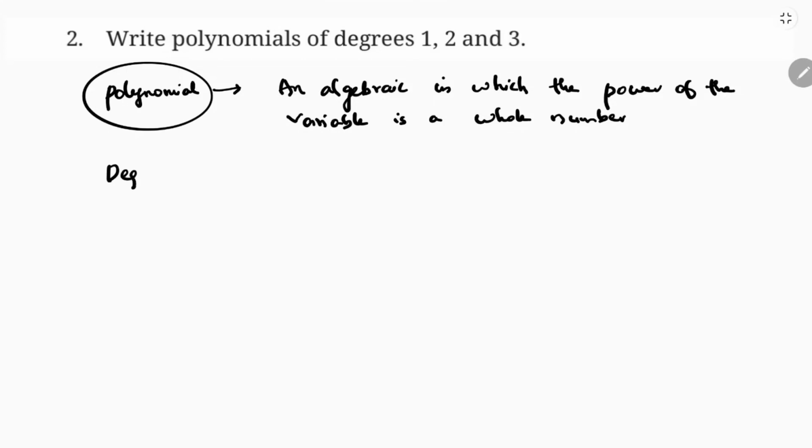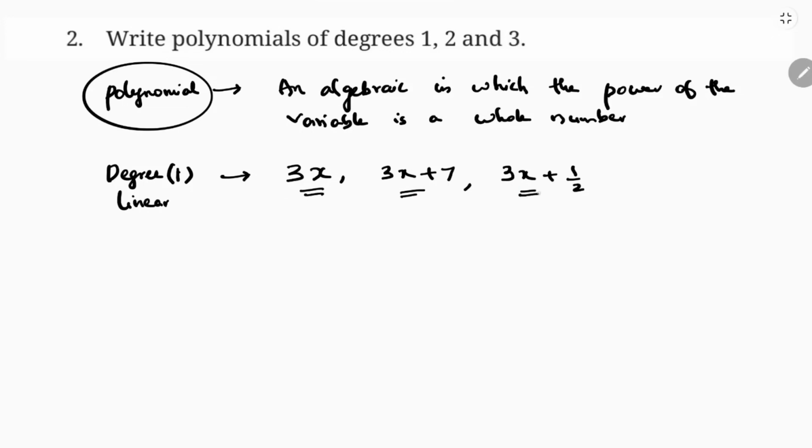Degree 1. If the degree is 1, we call it linear. You can write like 3x, just 3x also, simple one. Or you can write 3x plus 7 or 3x plus 1 by 2. See, they'll check the variable. The variable power should be 1. It is degree 1. You can write any one of the examples.